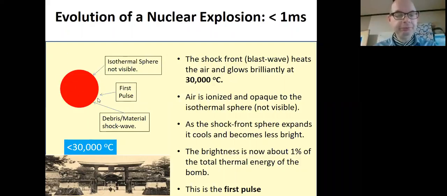The debris material shock wave, because it's such a high temperature, starts to glow brilliantly. The isothermal sphere, which is the sphere that was inside the dashed line, you actually can't see it. As the shock front sphere expands, it cools and becomes less bright. And the brightness is now about 1% of the total thermal energy of the bomb. And this is the first pulse. So the first pulse is really the debris material shock wave that's generating all this light.